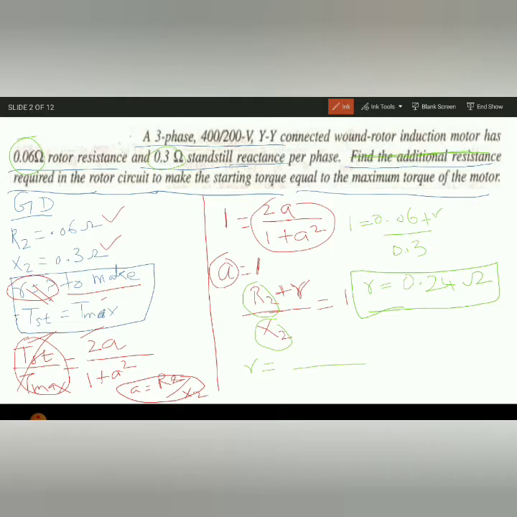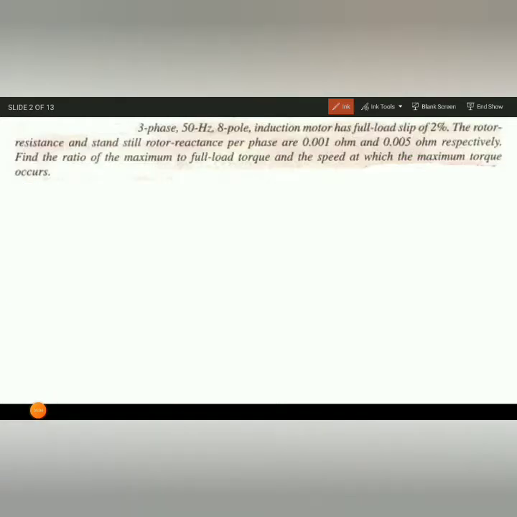Now let us see another form of problem, which is based on the same starting torque, maximum torque and full load torque relations. The second question is given: a 3-phase 50 Hz 8-pole induction motor has full load slip. First, this full load slip SF is equal to 2%. It is in percentage, so when we convert, it becomes 0.02.